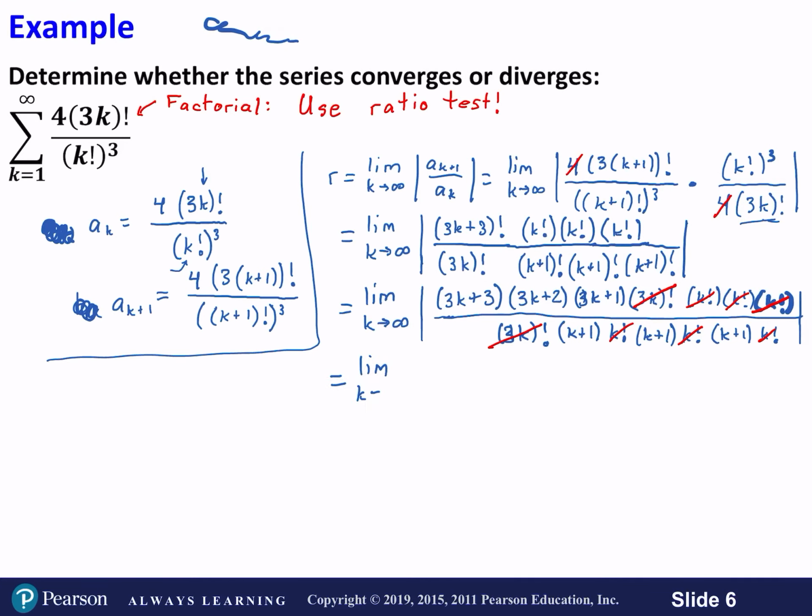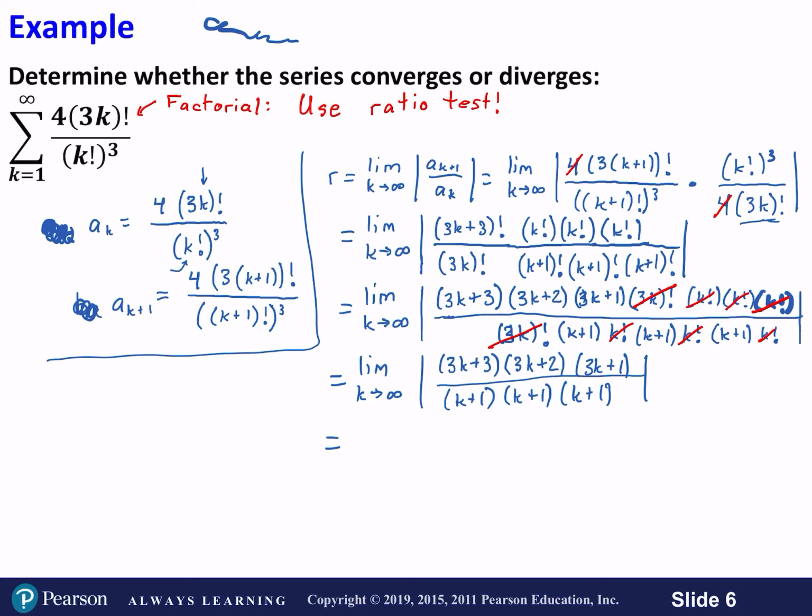We have the limit as k approaches infinity, absolute value of (3k+3)(3k+2)(3k+1) all over (k+1)(k+1)(k+1). Alright, so the next step here would normally be to expand out both the numerator and denominator, so that way we could take the limit.